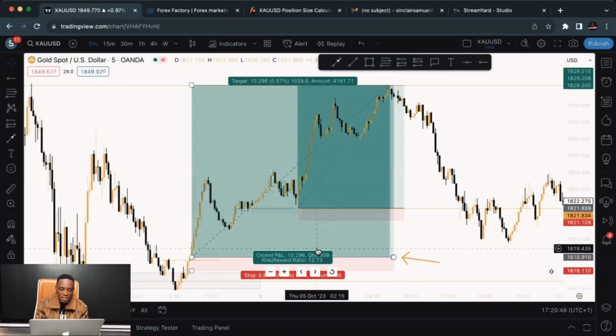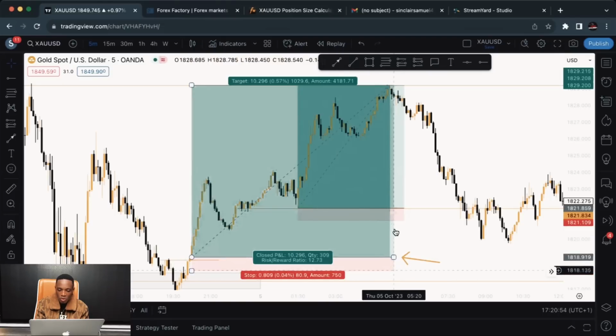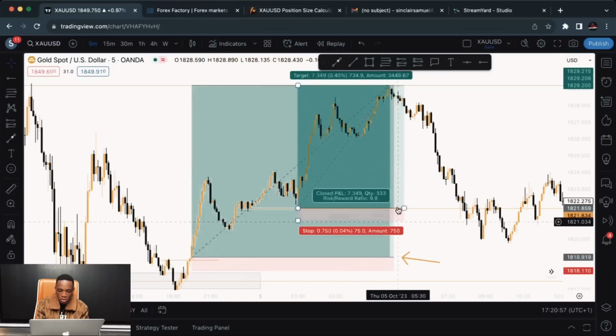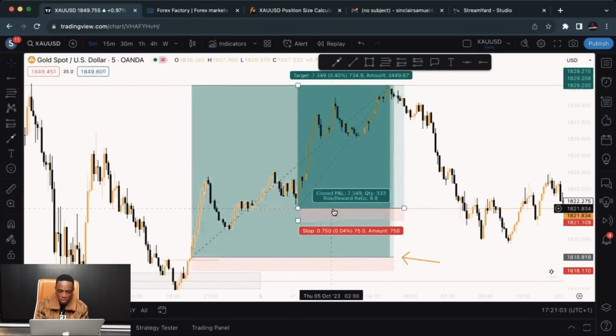If this one hits TP, I'm coming out with what? $1,200. Now I've added another position. I now move the stop loss here to break even. I move it to this new entry, and this new entry carries that same 1%, that same $100 I was risking. Now I'm risking it here. You understand? I go again and calculate it.